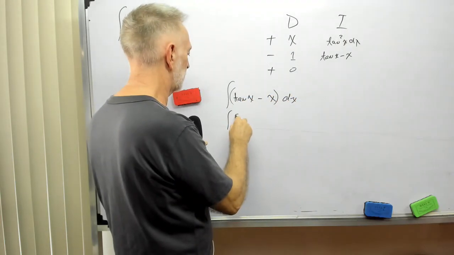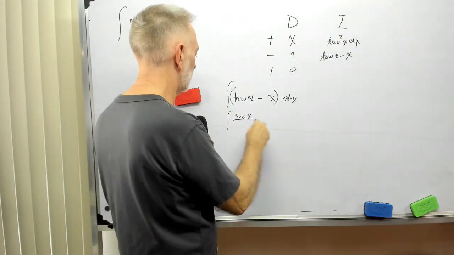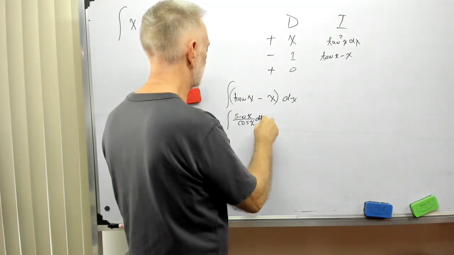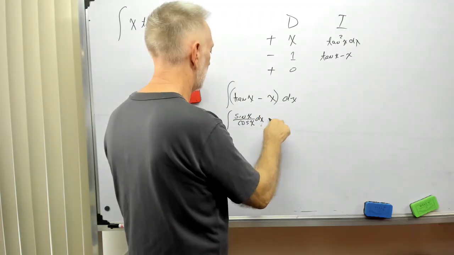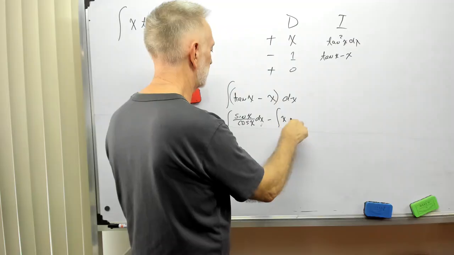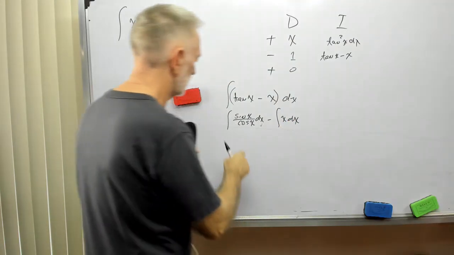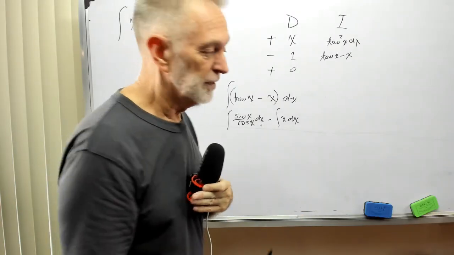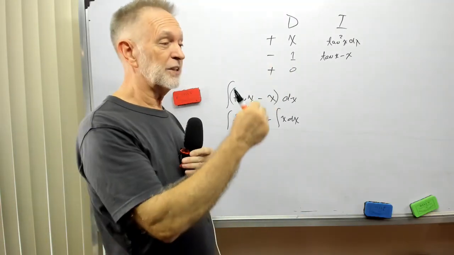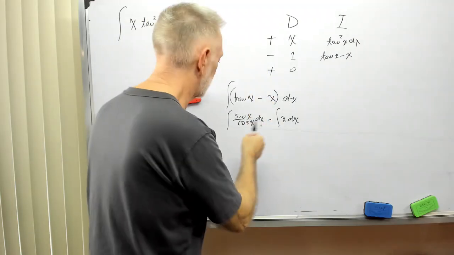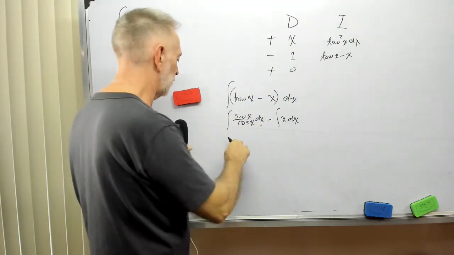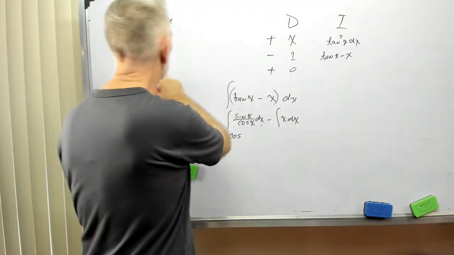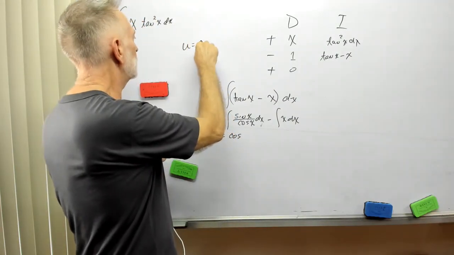Okay, so I have the integral of sine x over cosine x dx minus the integral of x dx. Let's do a u-substitution. Now I'm reaching in my toolbox: U-T-I, P-P-L, C-Q. Okay, I'm going to let u equal cosine x. Let's work that here. u equals cosine x.